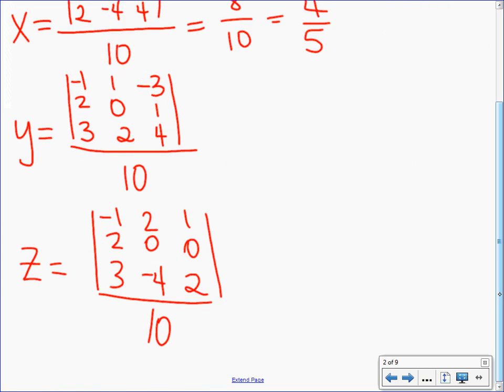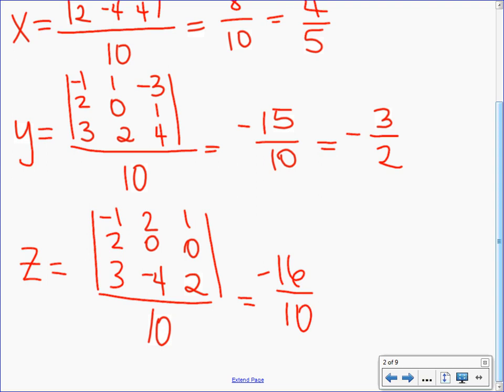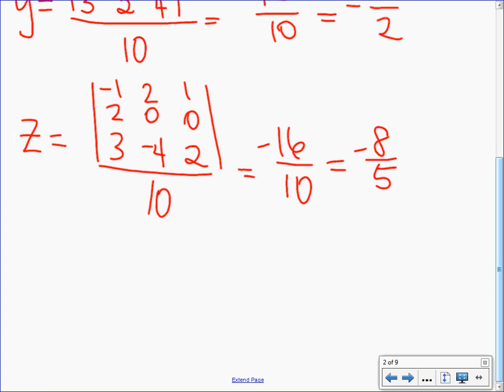Parts 3 and 4. What's the determinant for d sub y? Negative 15. Do we all agree? So we have negative 3/2. Then 5 and 6, d sub z is 16, so we have negative 8. So 4/5, negative 3/2, negative 8/5.